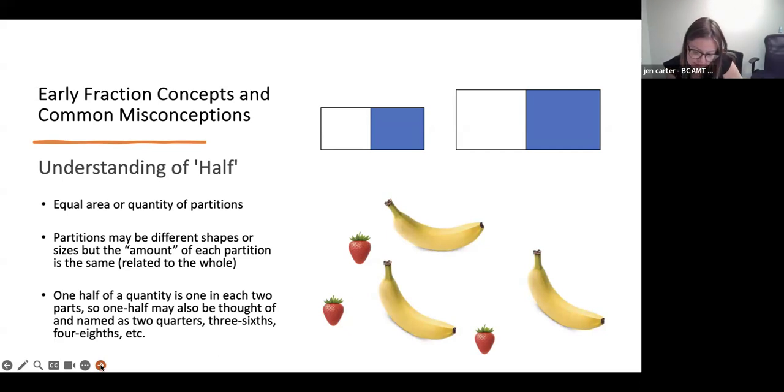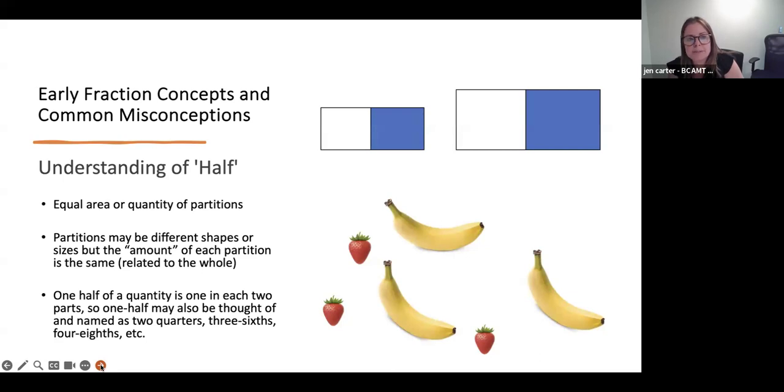And that idea that the sizes of the shapes are related to the size of the whole. So like the 2 rectangles at the top, both of the blue shaded areas are half of each corresponding whole. So yeah, just some things to help your kids understand.